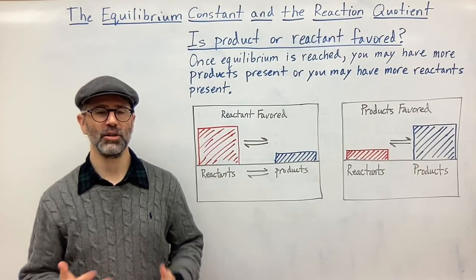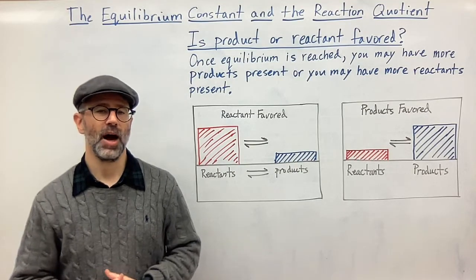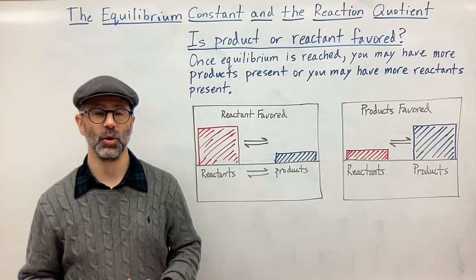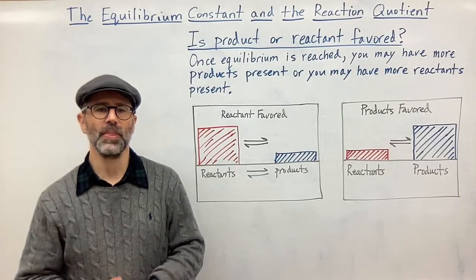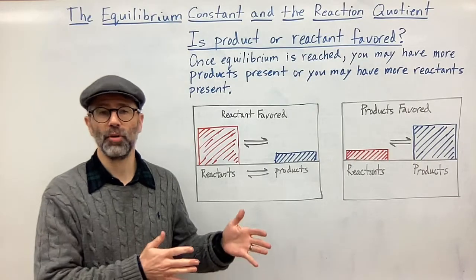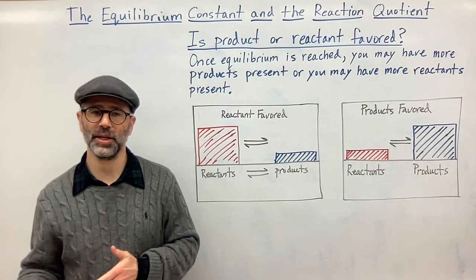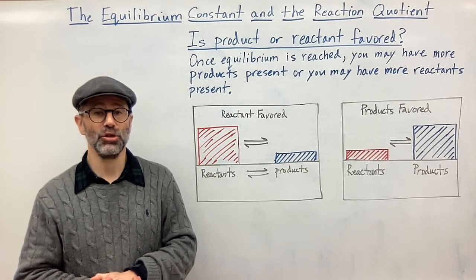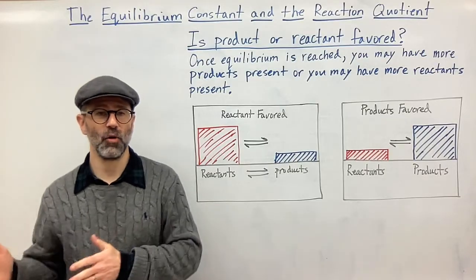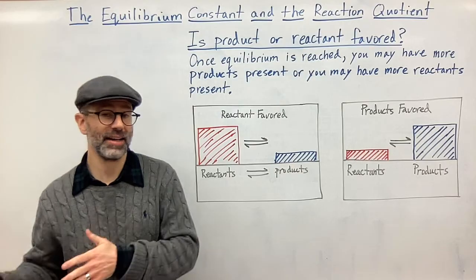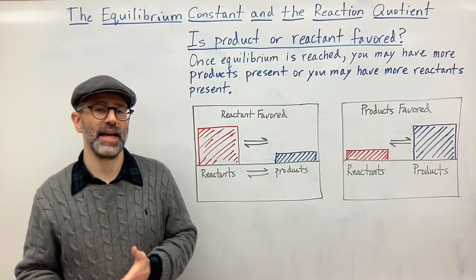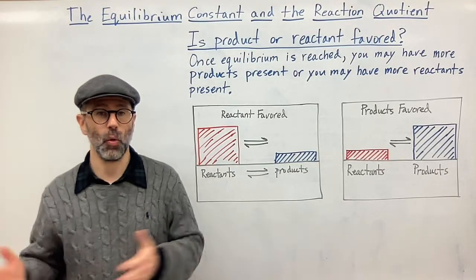So when we're talking about the equilibrium of a reaction, one of the questions we want to ask ourselves is: is the product or the reactant favored in the reaction? Well, what does it mean to be favored, right? Once an equilibrium is reached, you're either going to have more products present, or more reactants present, or they're going to be equal. It's usually not the case that they're equal. So you're either going to have more product and less reactant, or more reactant and less product. In that case, we say the reaction is favoring the products or the reactants.